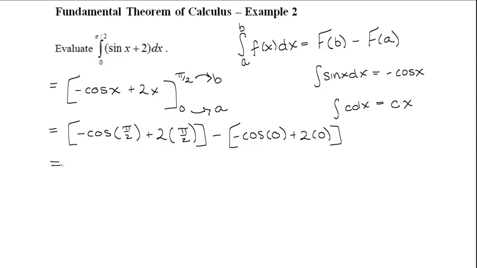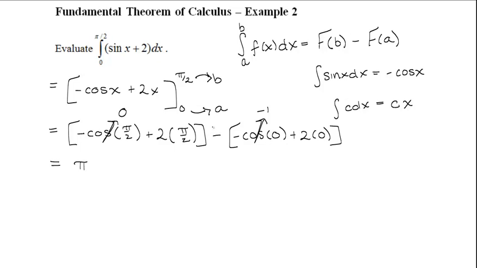And now we can start to simplify this. So cos of pi over 2 is actually 0. So if it's negative 0, it's just going to be 0. And 2 times pi over 2 is just going to be pi because those 2's cancel out. So this term is only going to have a pi in it. For the next brackets, we have minus cos 0 plus 2 times 0. 2 times 0 is just 0, so we don't have to worry about that term. And cos 0 is actually 1, and since there's a negative out front here, it's going to be negative 1. So this whole term is going to go to negative 1.